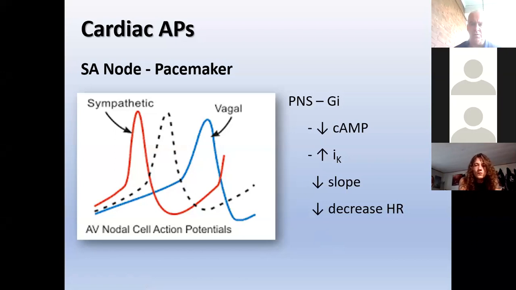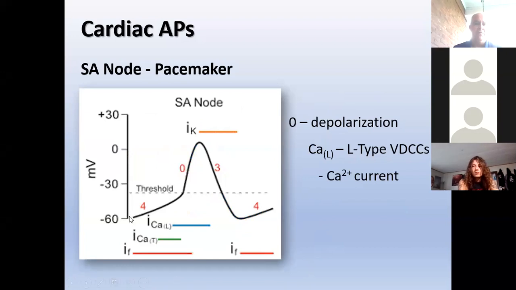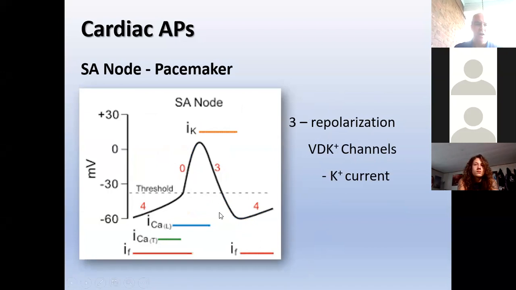autonomic nervous systems. So again, just quickly, funny current is mainly controlling the depolarization, voltage-dependent potassium channels repolarizing, and the body controls heart rate by controlling this in the SA node.